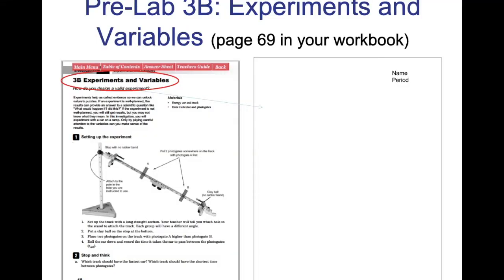Mrs. Zaring. Today we are going to do our first lab. Usually when we're in class and we do these, we have a lab manual and we're doing these hands-on, but welcome to the digital world. Myself and our physical science team have worked really hard to make this lab virtual for you this week. So what we are doing today is called Lab 3B, Experiments and Variables.